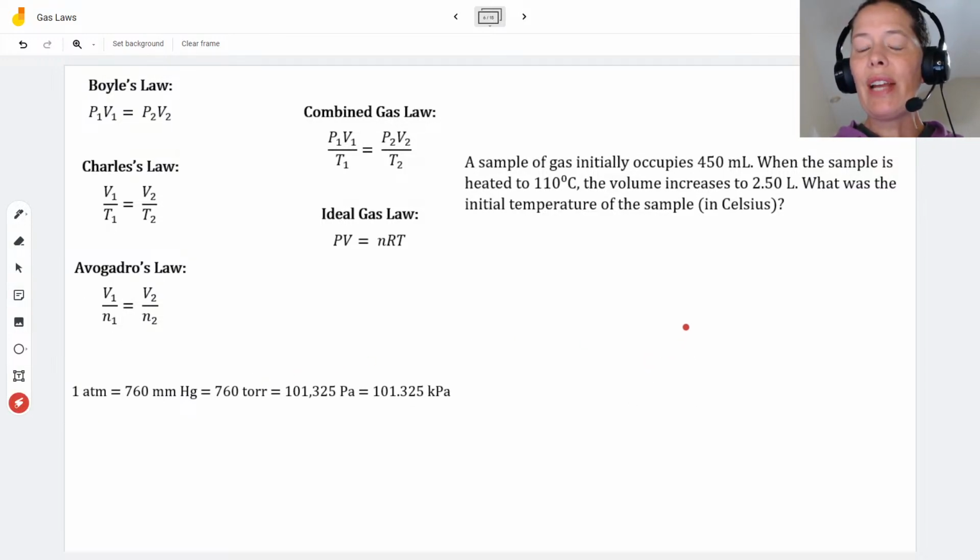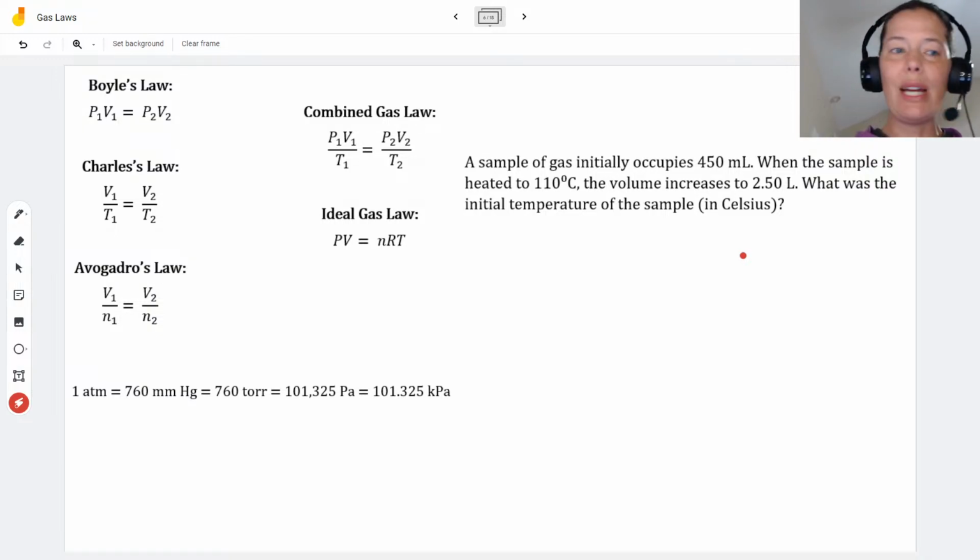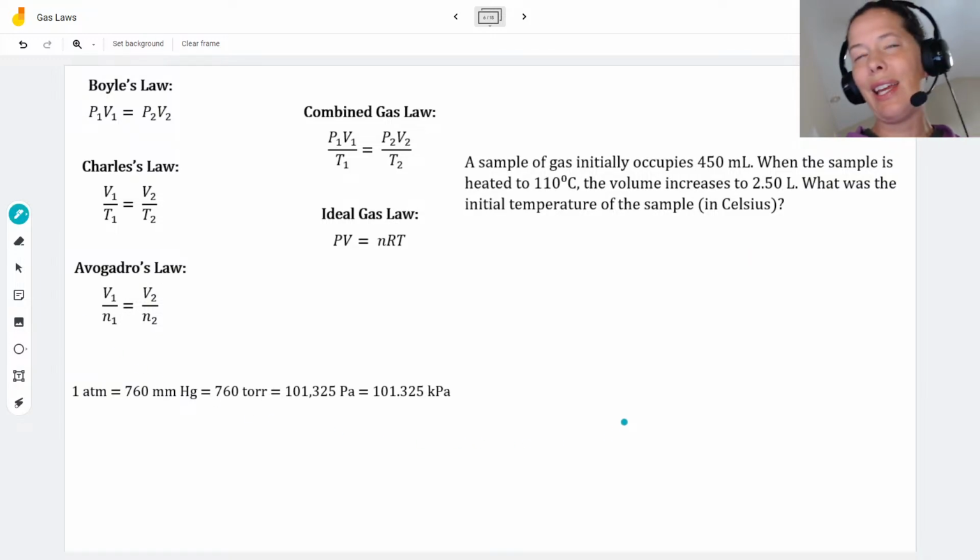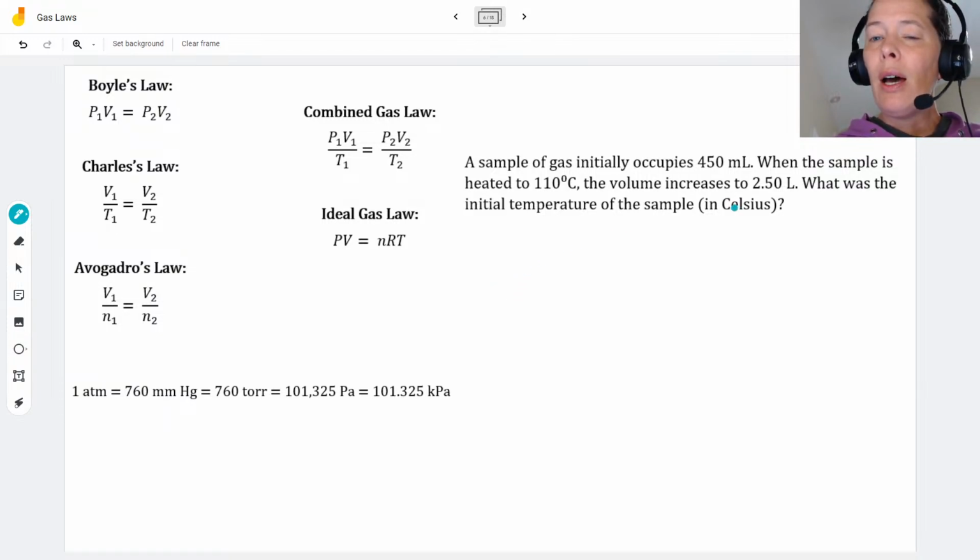Okay, a sample of gas initially occupies 450 milliliters. When the sample is heated to 110 degrees Celsius, the volume increases to 2.5 liters. What is the initial temperature of the sample? And the problem wants us to give us that temperature in Celsius. So we have to be a little bit careful. This problem is actually trying to trick us here. But let's write down what we know first, and then I'll show you how they're trying to get you to make a mistake. I have a volume and temperature here.